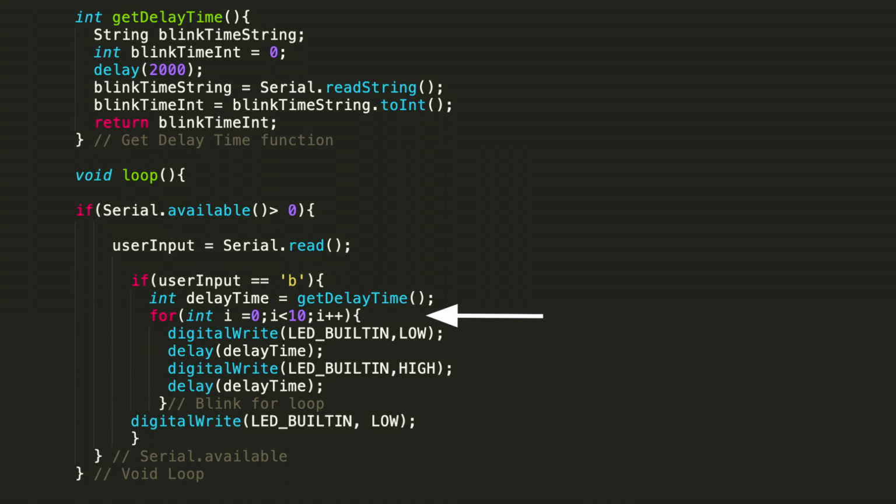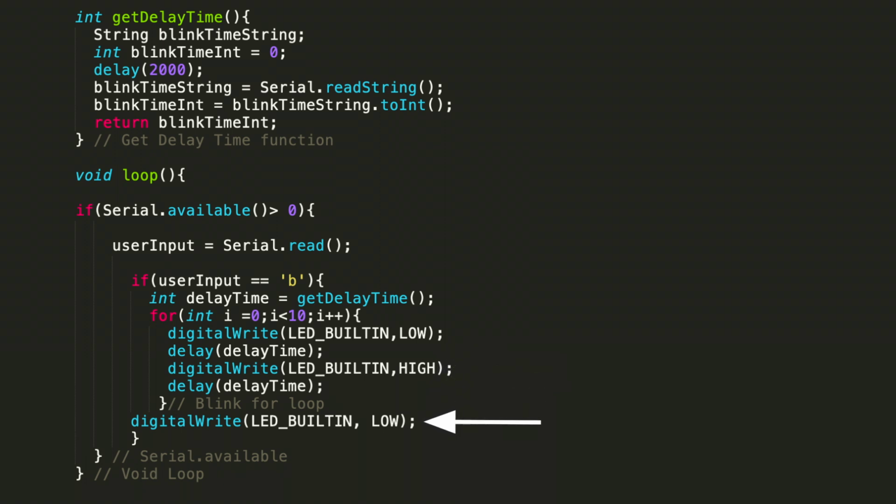So the getTimeDelay function returned the delay time. And you can notice here the delay is no longer a fixed value. It's delay time. And that was assigned to getDelayTime. So whatever the user selects and whatever is selected in the current menu option will be the delay time.